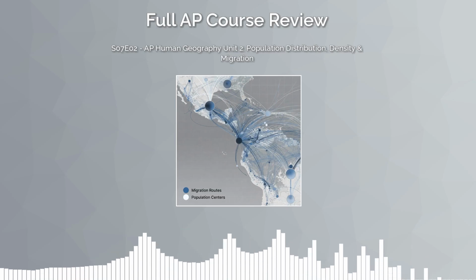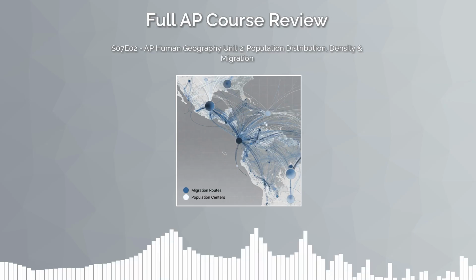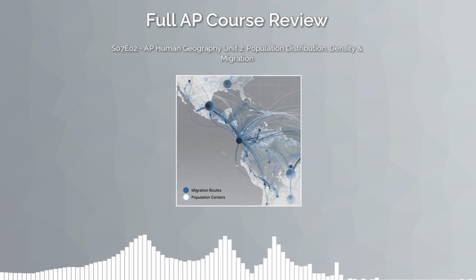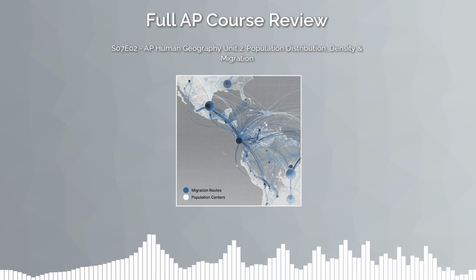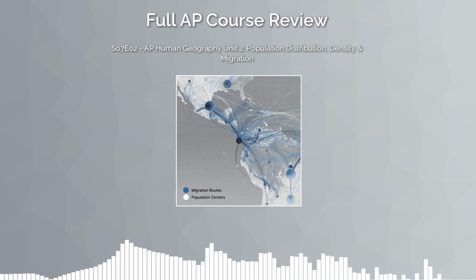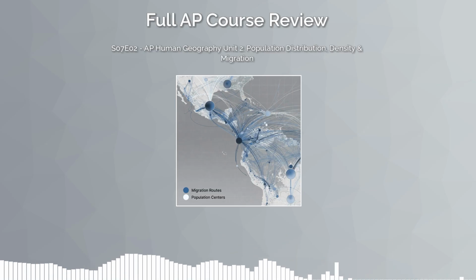Japan is perhaps the world's most dramatic example. It has the world's oldest population, with nearly 30% of its people over age 65, and the country is actively paying young families to have children while simultaneously encouraging immigration, which is historically unusual for Japan.